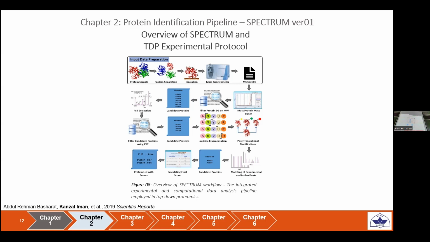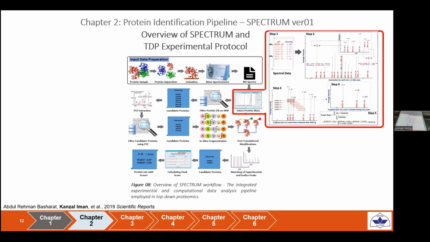input of MS spectra, which is in the form of raw data and processed into file formats which are supported by Spectrum. The first algorithm which the spectral data encounters is intact protein mass tuning. So in this algorithm, the spectral data is first used to form triple sums, which are fragment pair sums. These fragment pair sums are plotted, and a window scans these fragment pair sums, which are then used to identify the maximum peak count. This maximum peak count is used for tuning the MS1, which is the precursor ion mass.